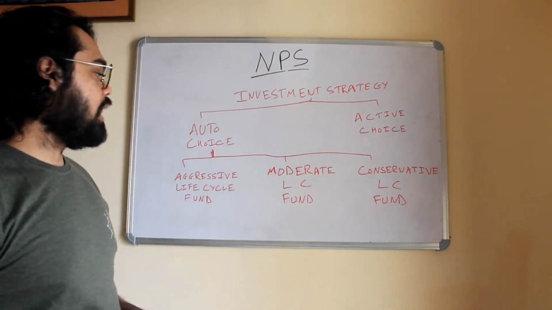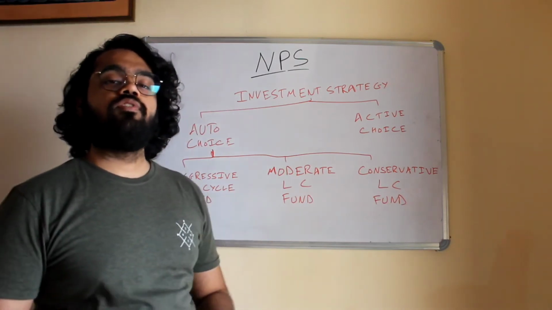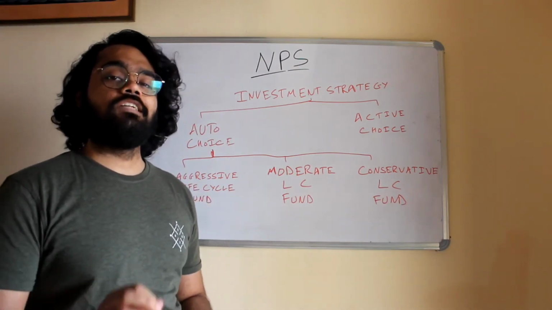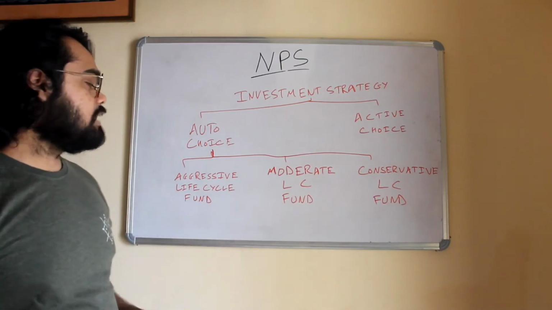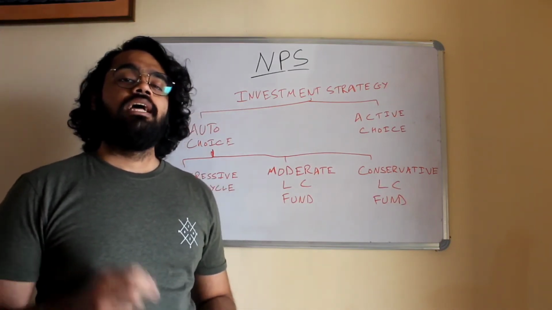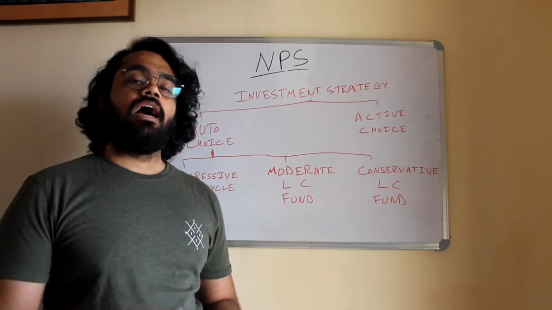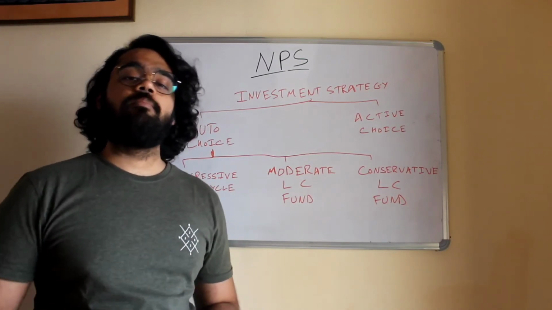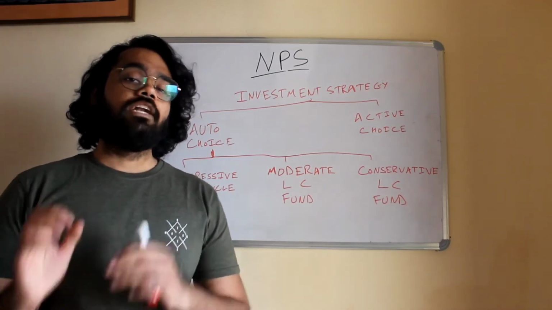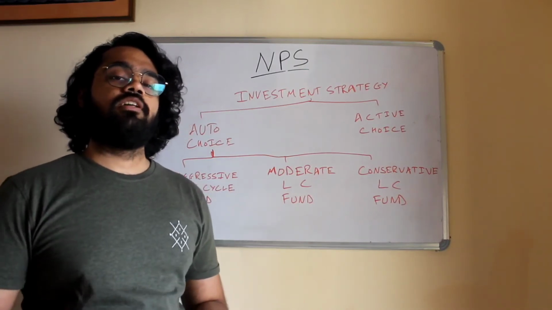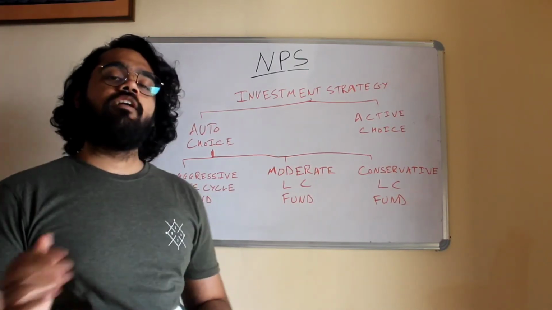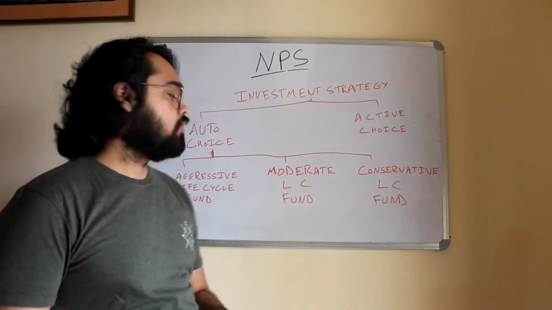Now, under auto plan, there are further three types of choices that an investor can choose from. The first one is aggressive life cycle fund. Aggressive life cycle fund takes on riskier assets and invests up to 75% of its corpus into equity up to the age of 35. And accordingly, after that, it will start falling down.